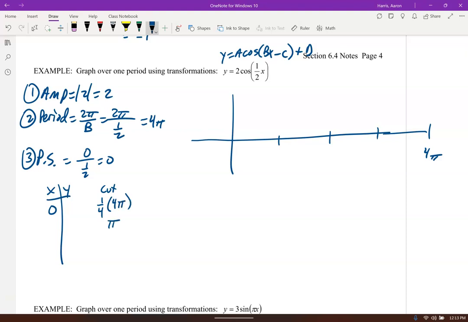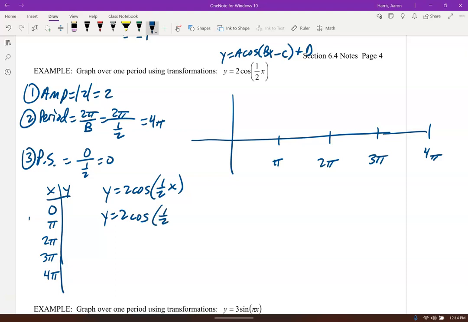So I want to go up pi. So 0 plus pi is pi. Pi plus pi is 2 pi. 2 pi plus another pi is 3 pi. And 3 pi plus another pi is 4 pi. And those key points, 0, pi, 2 pi, 3 pi, and 4 pi, will give me one nice cycle. It'll show me one entire period. And now I can just go ahead and plot some more points again.